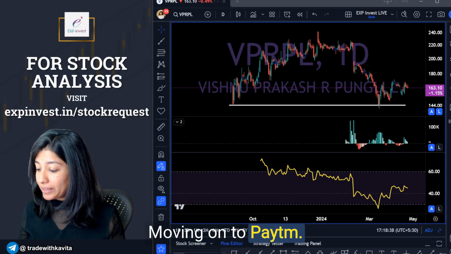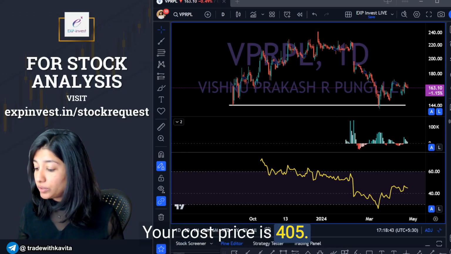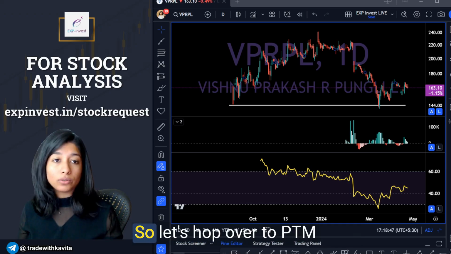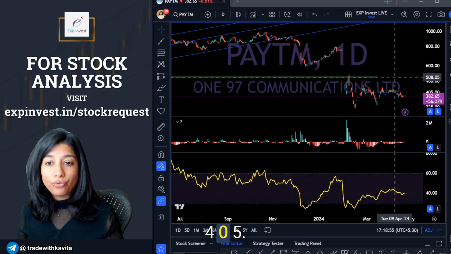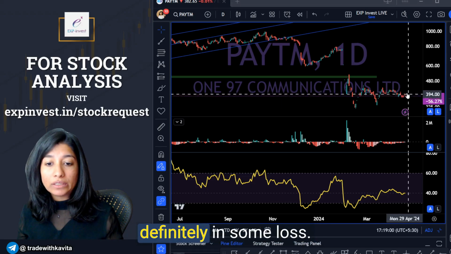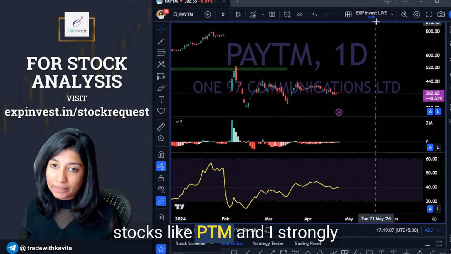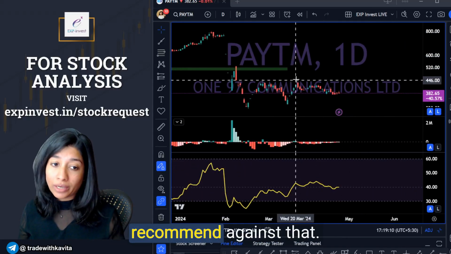Moving on to Paytm, what could be my potential stop loss? Your cost price is 405. You're looking at this for Mr. So let's hop over to Paytm. 405. So you've not bought this very long ago, but you are definitely in some loss. I don't usually like to buy troubled stocks like Paytm, and I strongly recommend against that.